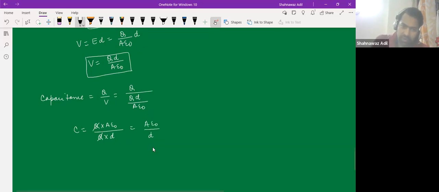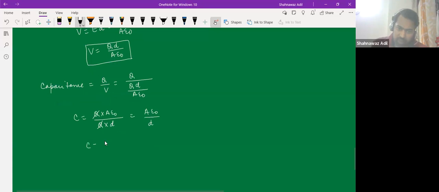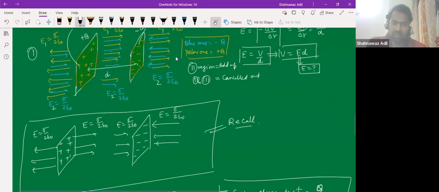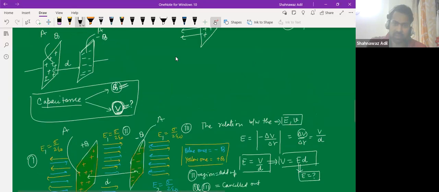This Q will cancel and you will get A epsilon naught by d. You see from here that the capacitance is only dependent upon the geometry, area and the separation. It is not dependent upon the charge or the voltage, right? So this is the capacitance of the parallel plate capacitor. Please note it down, and if you have any doubt, please tell me.